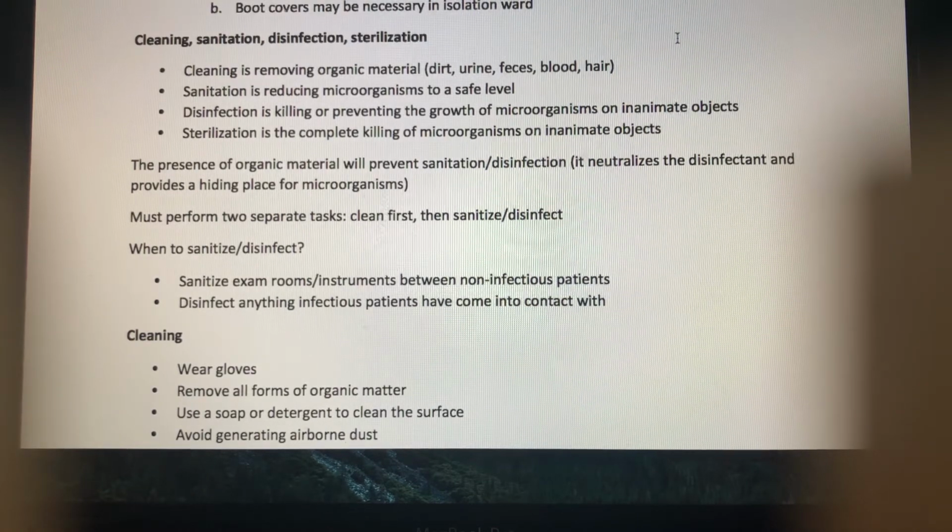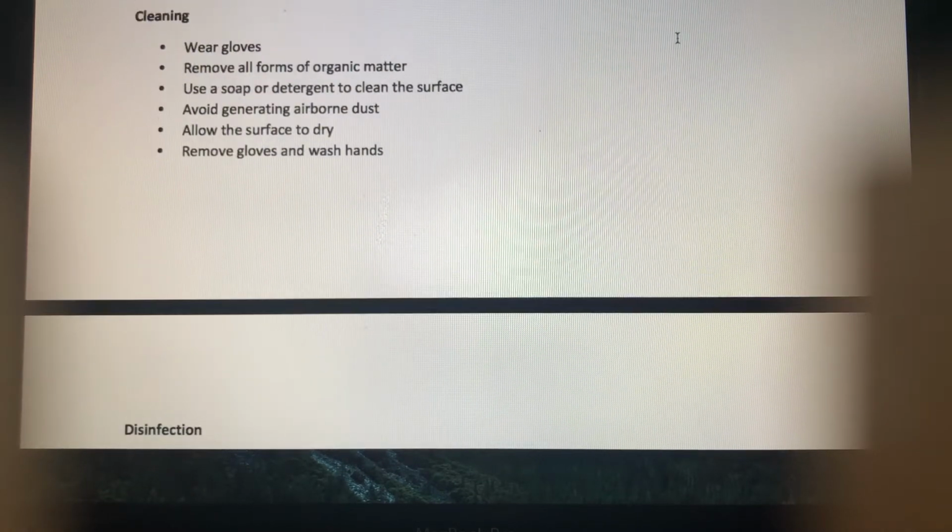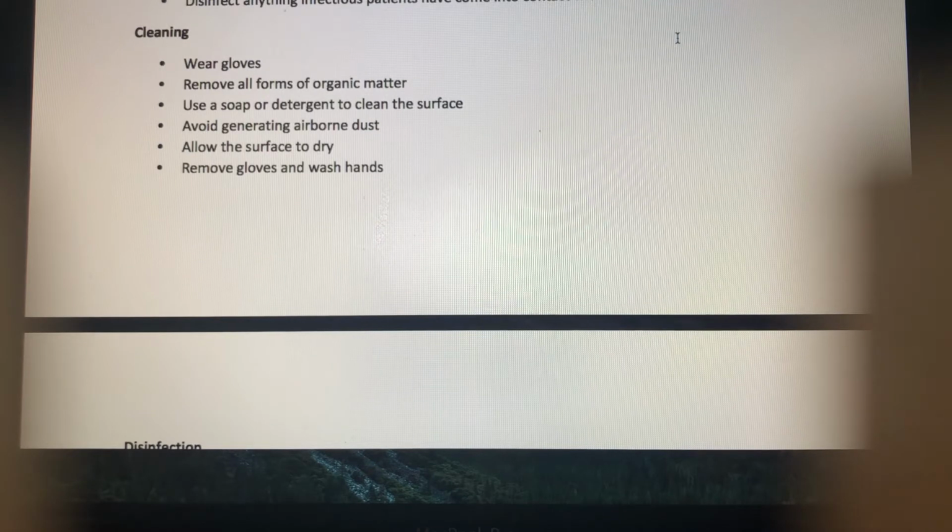So how do we clean? Wear gloves. Things are gross in the vet clinic. Typically there's poop or pee or vomit or something. So wear gloves. You're going to remove all forms of organic matter. So there's kitty litter or dried food or urine or feces or vomit. Clean all that up. I clean it up with paper towels directly into the garbage can.